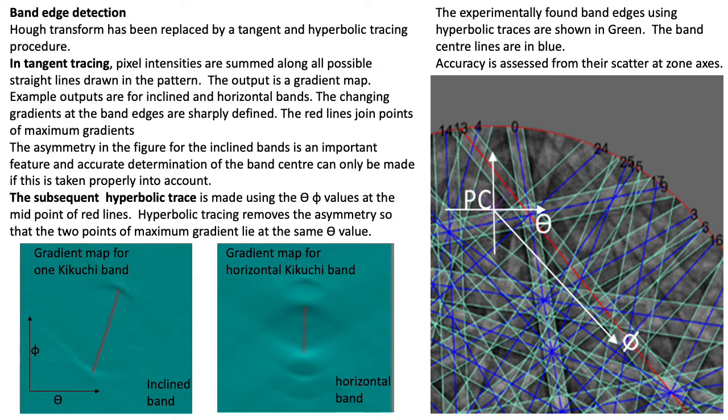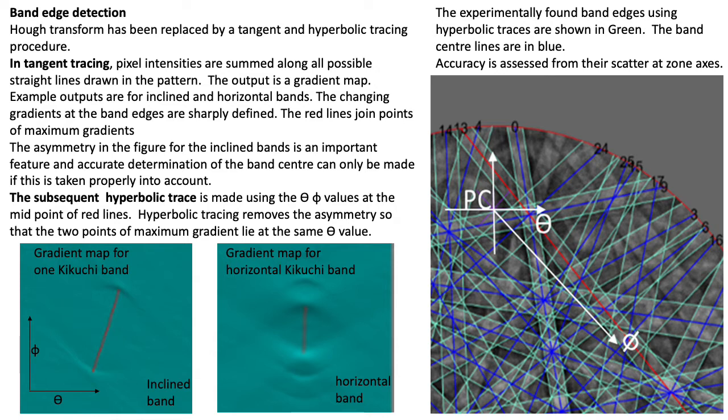The changing gradients at the band edges are very sharply defined, and the red lines shown below join the points of maximum gradients. The asymmetry in the figure for the inclined bands is an important feature, and accurate determination of the band center can only be made if this is taken properly into account. This is exactly what is missing in the normally used Hough transform.